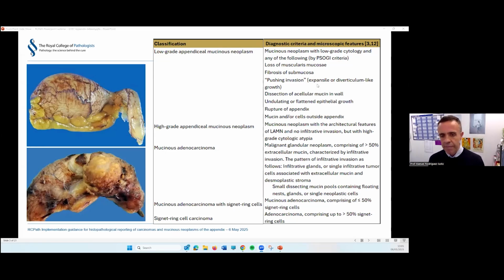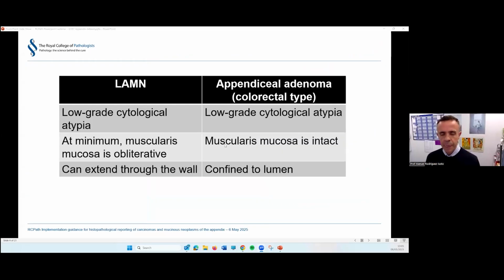The high-grade appendiceal mucinous neoplasia is exactly the same, but the cytology of the epithelial dysplasia is much more high grade. The mucinous adenocarcinoma is very similar to the colorectal: more than 50% of the tumor has to be composed of extracellular mucin. And we have mucinous adenocarcinomas with signet ring cells, where less than 50% of the tumor component is signet ring cells, or more than 50%, and we call that a signet ring cell carcinoma.